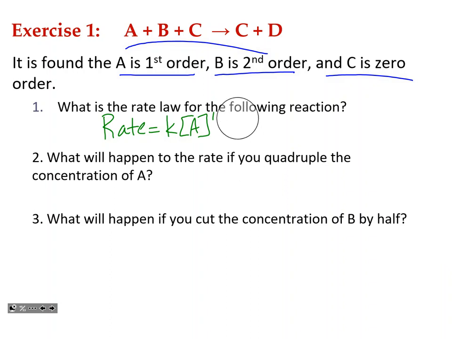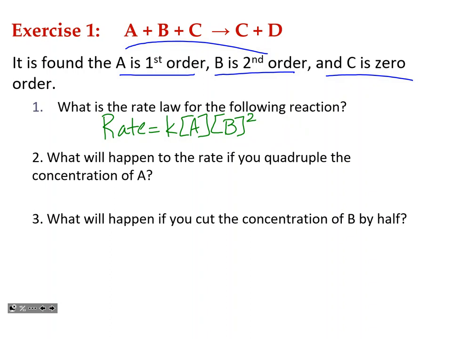The B is second order. So we would write in here the concentration of B squared, because that's a second order reactant. And then it says up here that C is 0 order. So let's go back and think about this. If that is 0 order, C to the 0 order is always going to equal 1. We don't need to write it in there. It's just extra stuff. It doesn't change anything, so let's not write that in there.